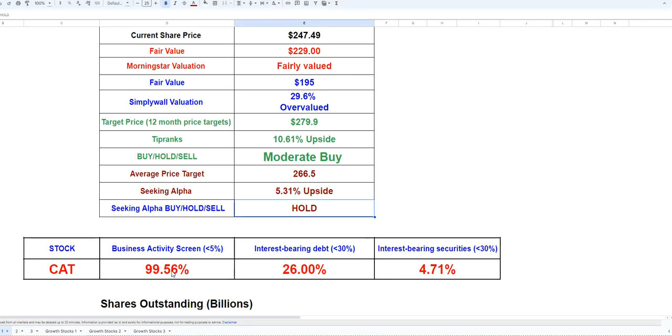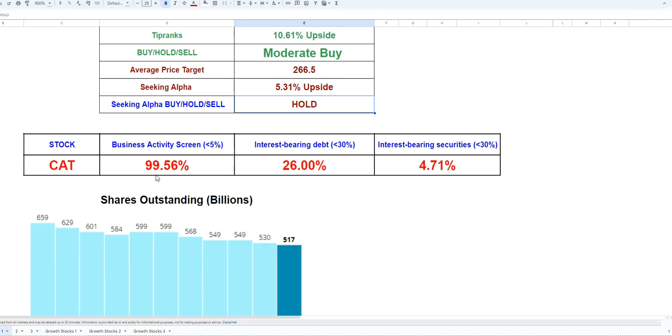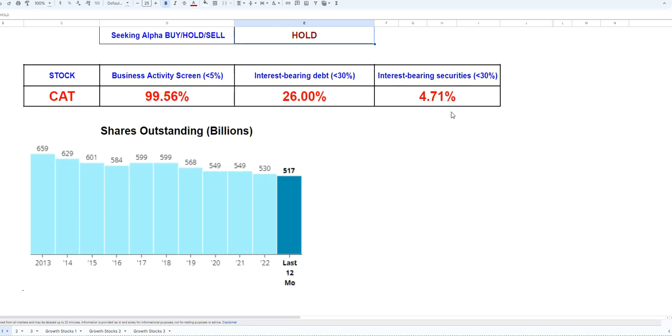Now, in terms of the Sharia compliance side of things, as you can see here, the business side of it is absolutely fine. Interest-bearing debt is about 26-27% right now. Okay, so that can easily go into the 30s. So that's why I said at the beginning, they have a high level of debt. So you have to be careful with this company. And interest-bearing securities was less than 5%.